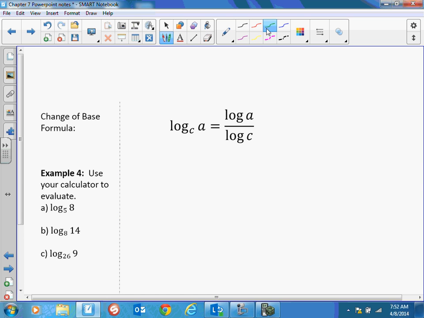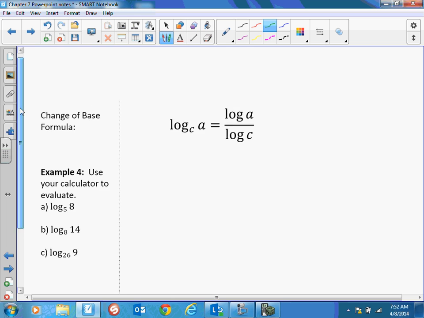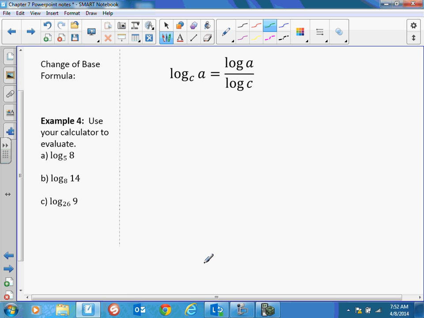Okay, the change of base formula is what we used in the graphing calculator to be able to graph logarithms that were kind of tough to graph otherwise. Basically, you just take the base and you do log of the base on bottom, you do log of the other number on top, and you divide them, you'll get the answer. Some calculators like the TI-Nspire will do this without this. You can just put log base 5 of 8 in your calculator and it will give it. But TI-84s and Casios and most others, you have to use the change of base formula to solve this.